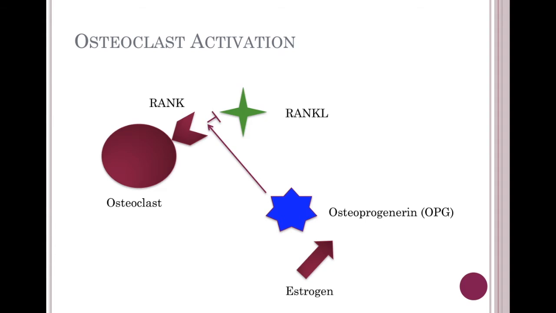Osteoprotegerin, or OPG, is a hormone that will block the binding of RANKL to RANK. And estrogen is a precursor to OPG. So basically, during menopause, when estrogen is lower, it reduces the amount of OPG that is produced, and so it inhibits the negative regulation of osteoclasts. That's one of the reasons why there's increased bone resorption in postmenopausal women.